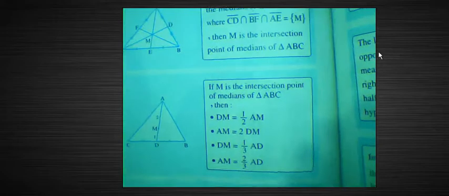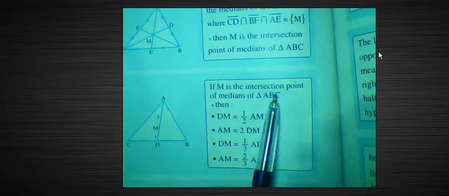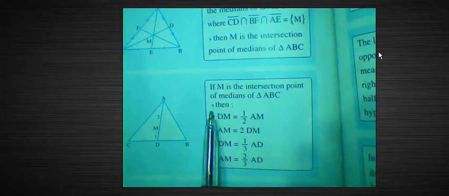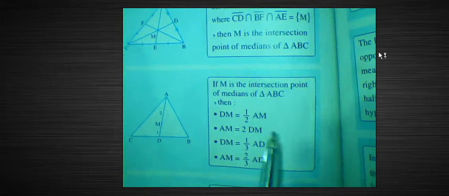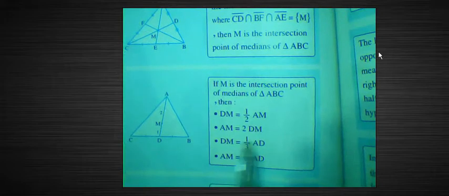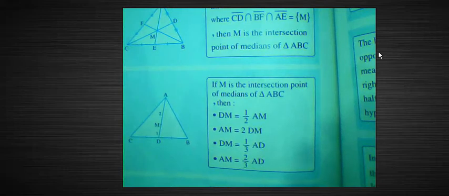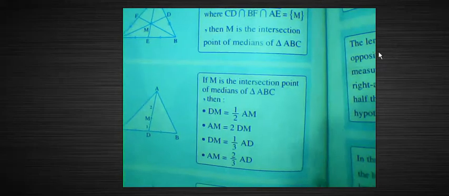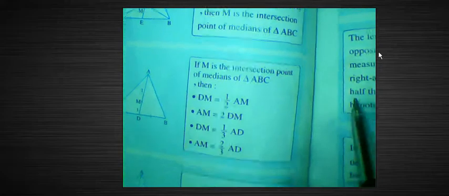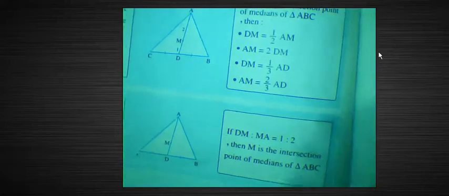شوف كده مع بعض يا ولاد. If M is intersection point of medians of triangle ABC, then DM half AM and AM twice DM and DM one third AD and AM two over three AD. شوف مع بعض يا ولاد.